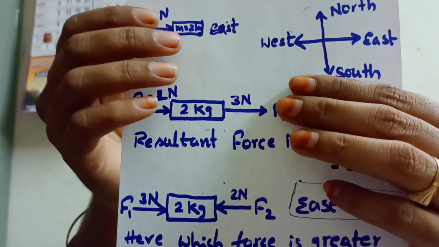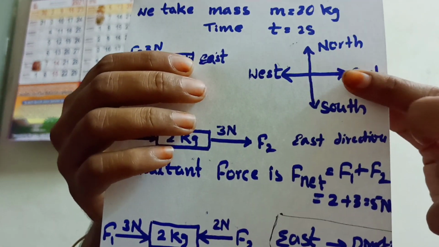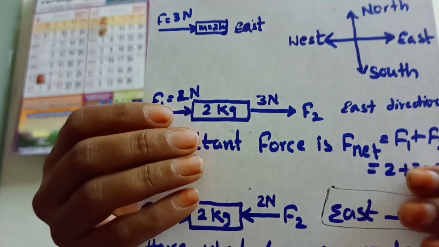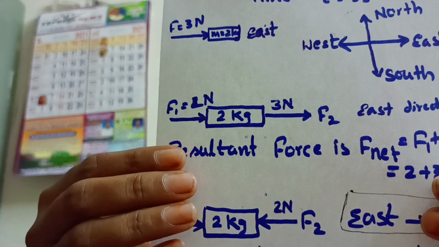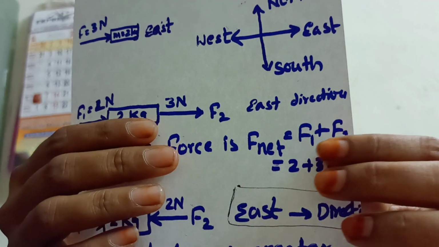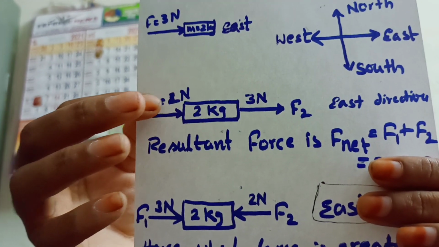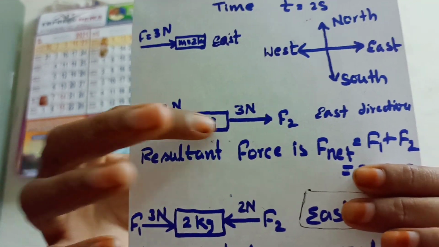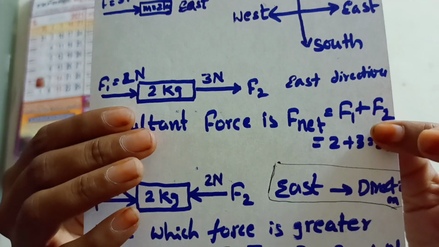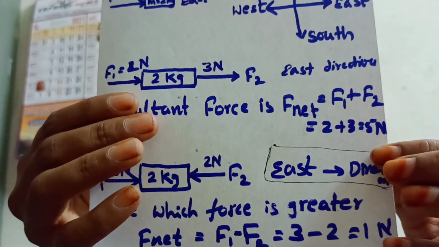In the first case, F net force is applied to the right side, that is east direction. In the second case, the resultant force F net is equal to F1 plus F2. Why? Because both forces are acting in the same direction, so sum of all the forces, 2 plus 3 is equal to 5 newtons.